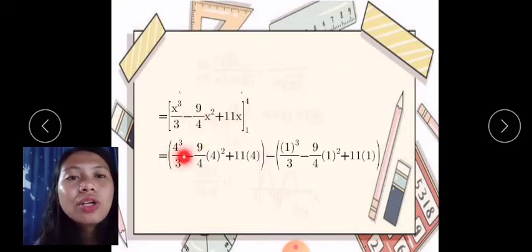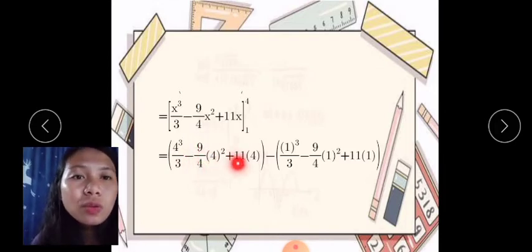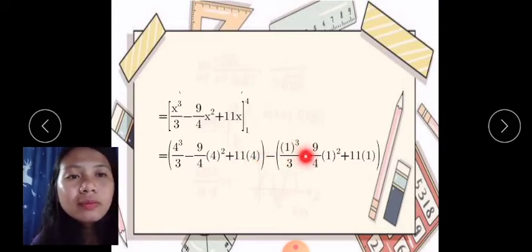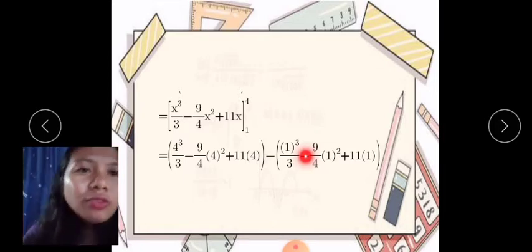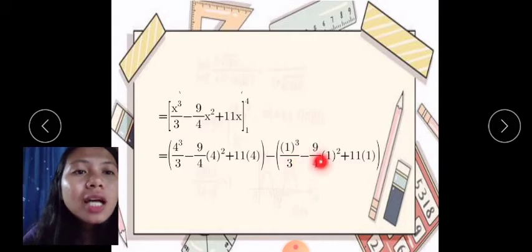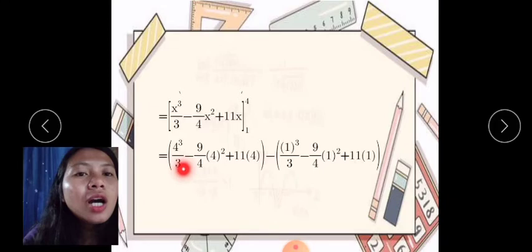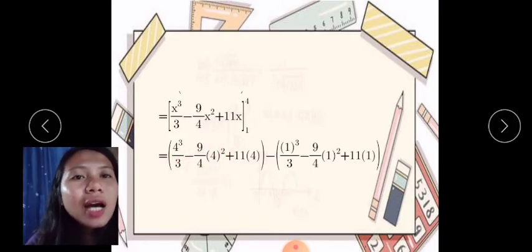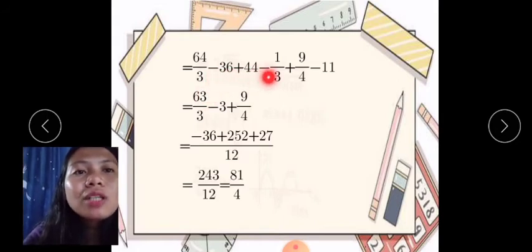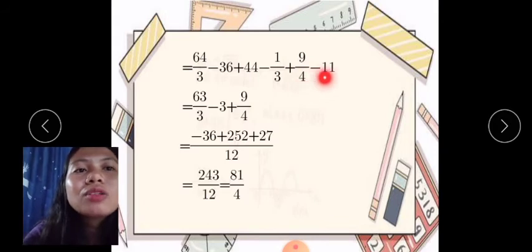So we have 4^3/3 - 9/4 times 4^2 + 11 times 4, minus 1^3/3 - 9/4 times 1^2 + 11 times 1. So now by simplifying, we have 64/3 - 36 + 44 - 1/3 + 9/4 - 11.